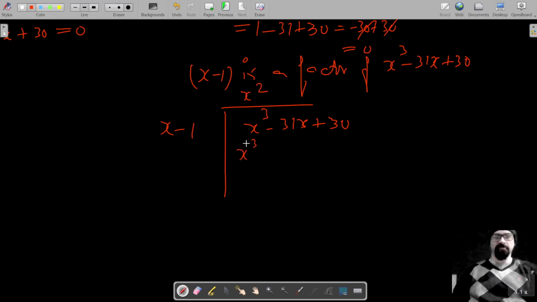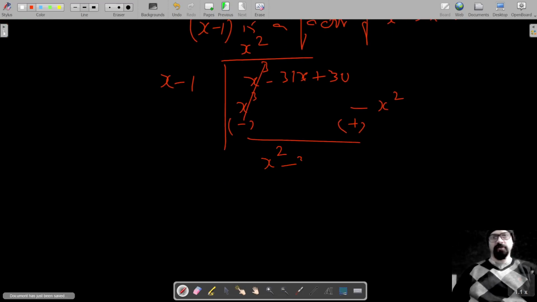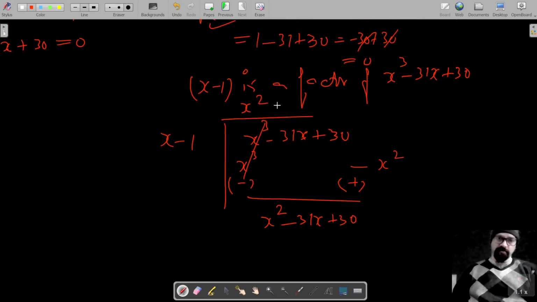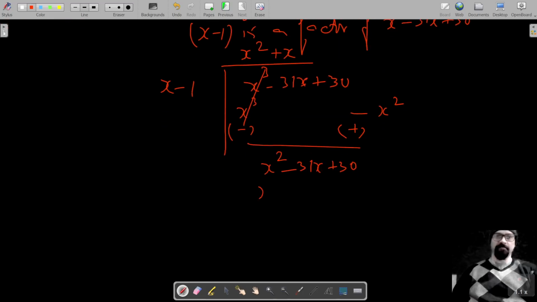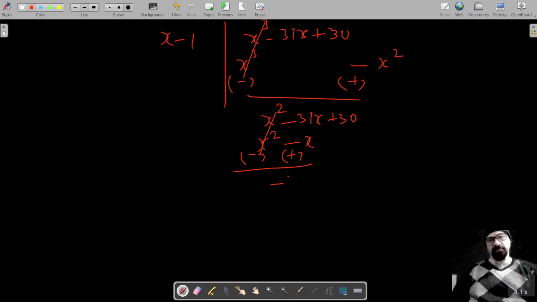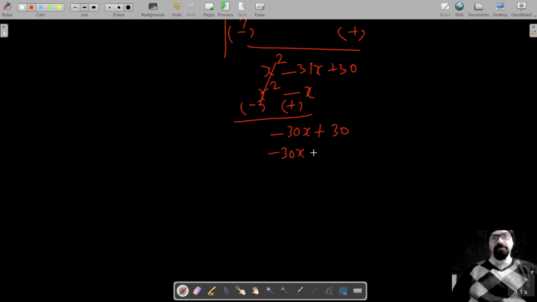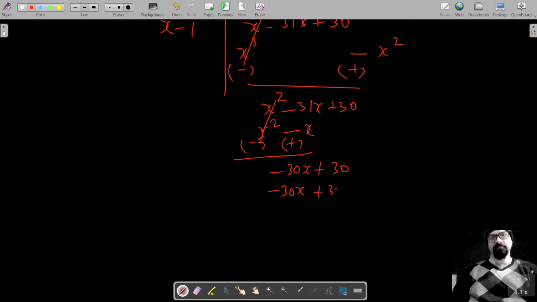So we are using the long division method. x squared times x minus 1 is x cubed minus x squared. Subtract them, this is x squared minus 31x plus 30. And now it's plus x, which gives x squared minus x. Subtracting, minus 31x plus x is negative 30x plus 30. This is negative 30 and negative 30x plus 30.